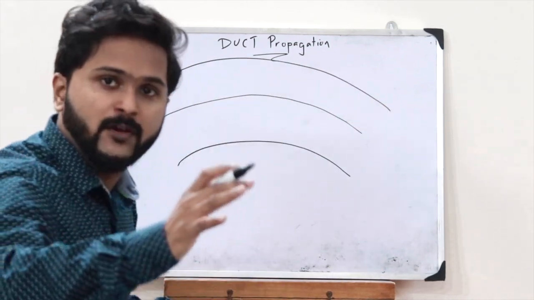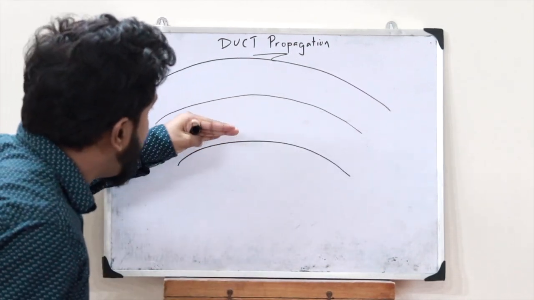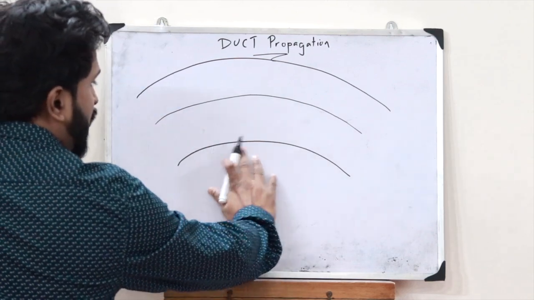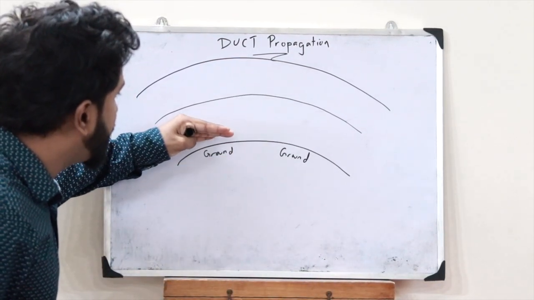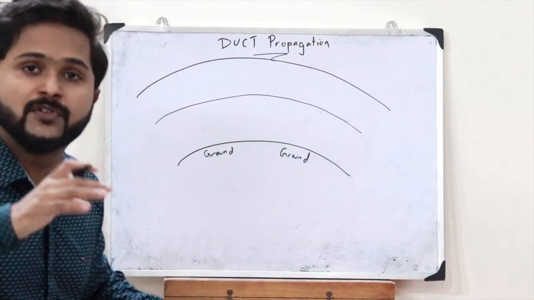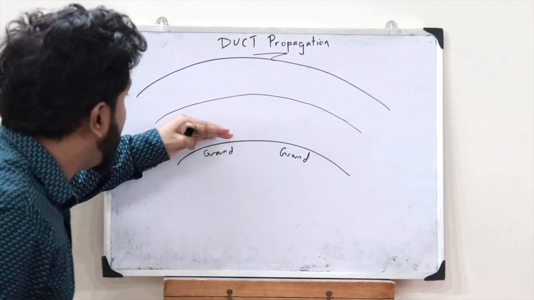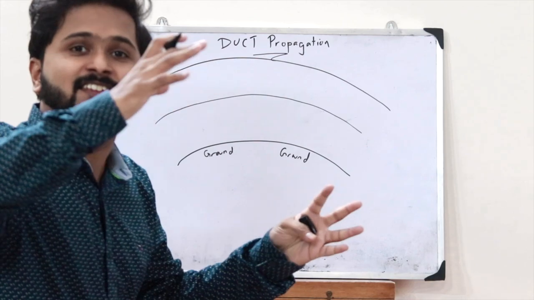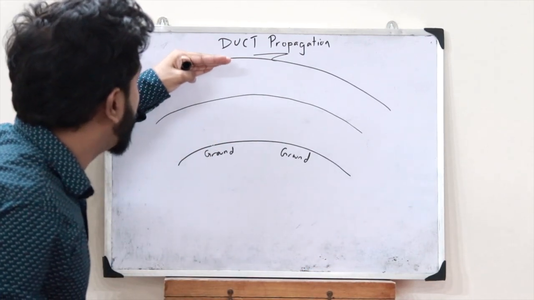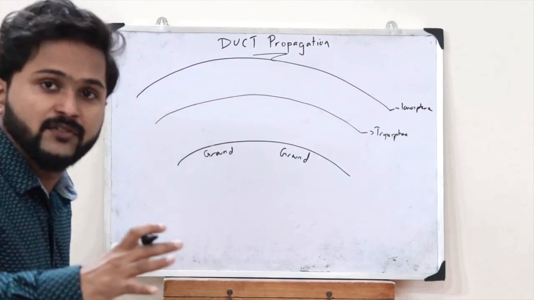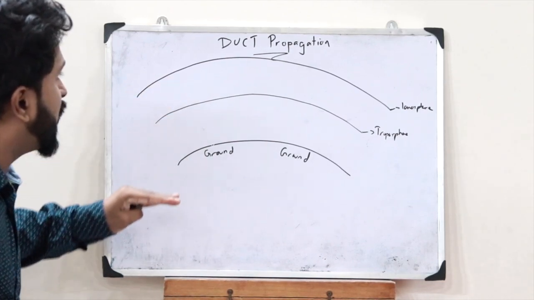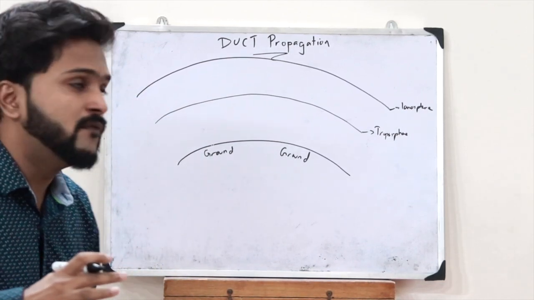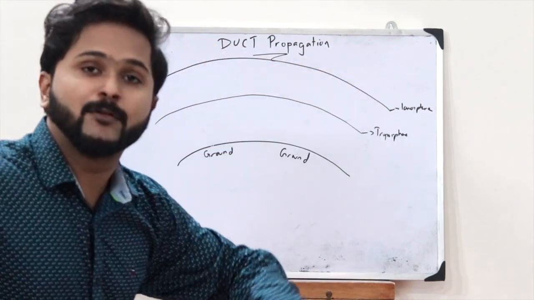Okay, so what we observe here is that as the height increases from the surface of the Earth, if this is ground, the temperature also increases as we move away from the surface of the Earth. Therefore, because of this, at a distance of around 50 meters from the troposphere, a phenomenon happens which is referred to as duct propagation.